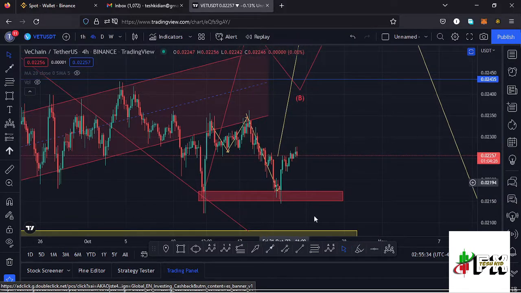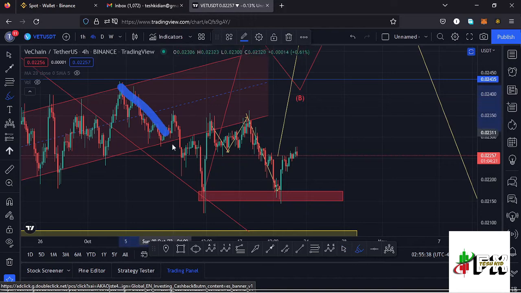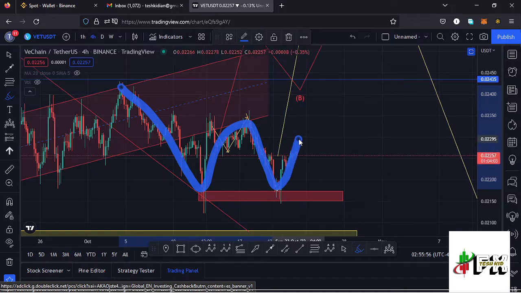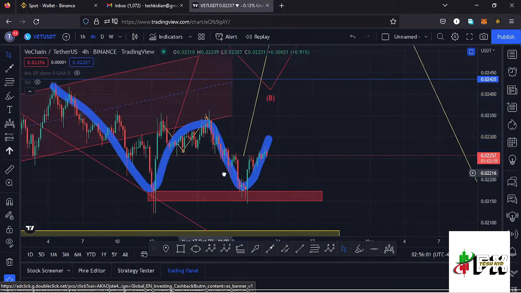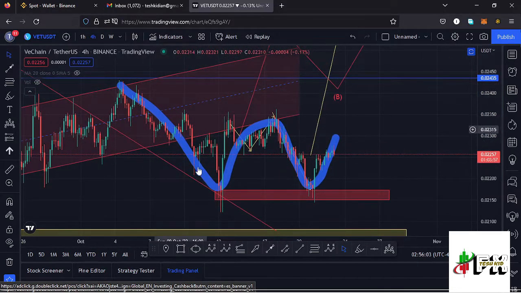And if I draw it out, that is a double bottom, having this impulsive movement giving us the first bottom. Then we saw a very nice bounce to the upper side, making the neckline. Then we saw a very nice movement to the lower side, forming another bottom. Then we are seeing a bit of a bounce to the upper side, and there is a possibility that VeChain can break out of this pattern that we have formed right here, which is a double bottom.